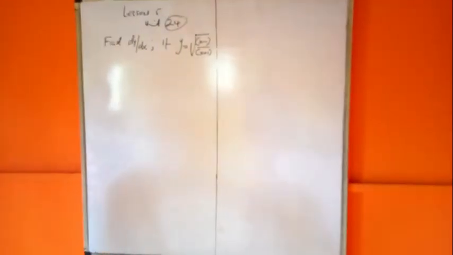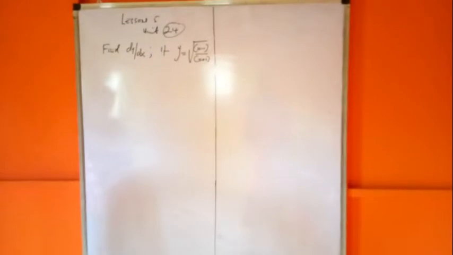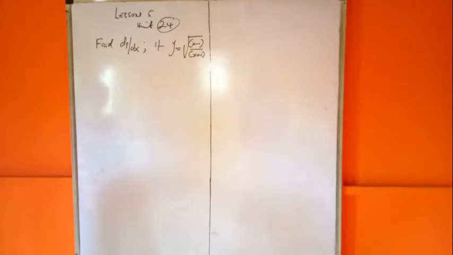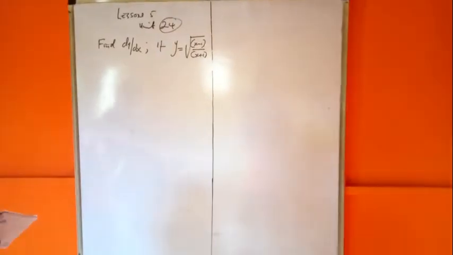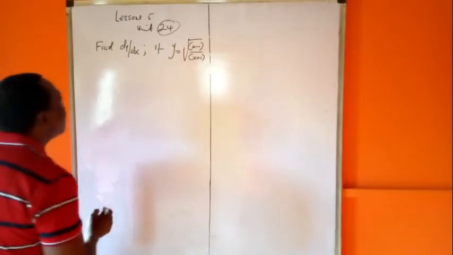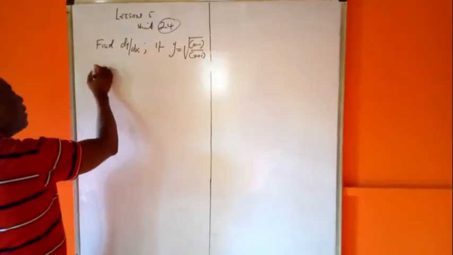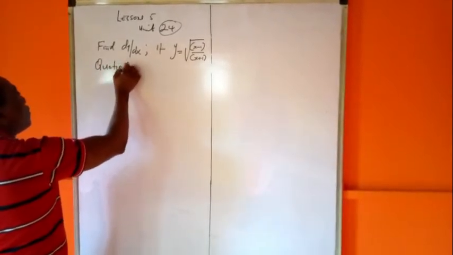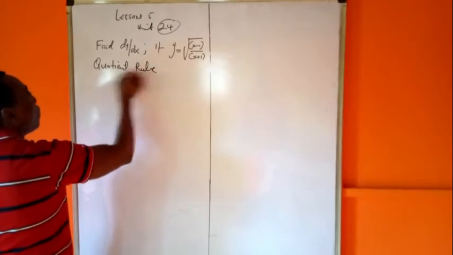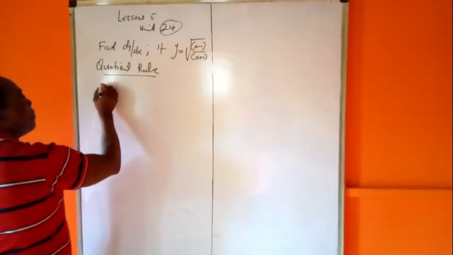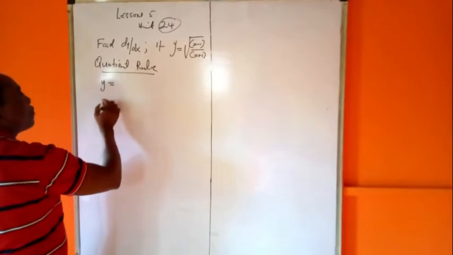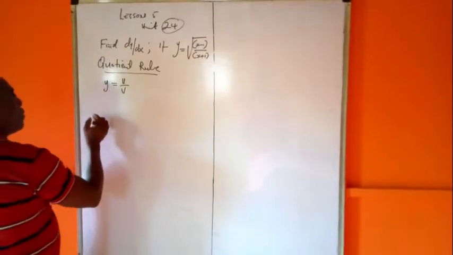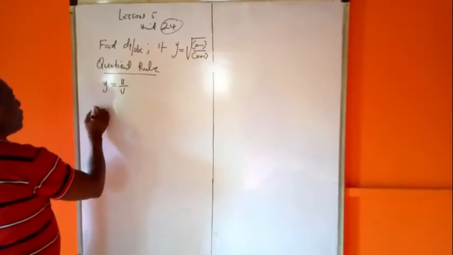Lesson 5, Unit 24. Find dy/dx if y equals root x minus 1 all over root x plus 1. We already know that our emphasis is the quotient rule, where y is equal to u all over v. So let's go to the question.